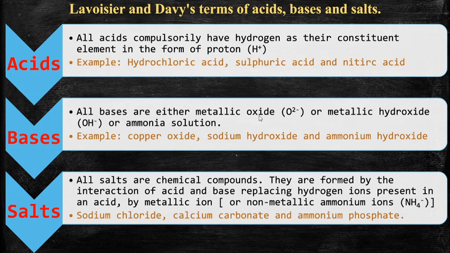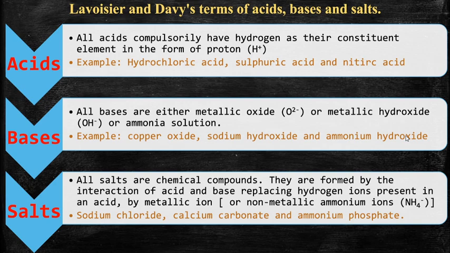Bases. All bases are either metallic oxides, metallic hydroxides, or ammonia solution. They are considered to be bases. Examples here: copper oxide, sodium hydroxide, and ammonia. Metallic oxides mean that is O2-, for example copper oxide. Metallic hydroxide, that is OH-, sodium hydroxide, calcium hydroxide, so many examples. And ammonia solution.